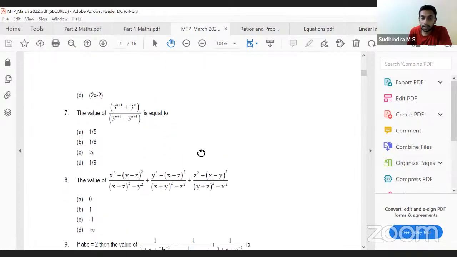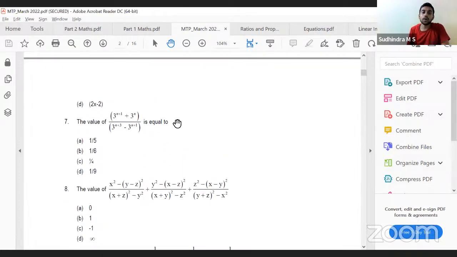Then next one, value of x square minus y minus z square plus x plus z square minus y square plus y square minus x minus z square divided by x plus y square minus z square plus z square minus x minus y square plus y plus z square minus x square. Again, simple. Yes, we have to just apply that one particular property that we have discussed, that we already know with regard to equations.